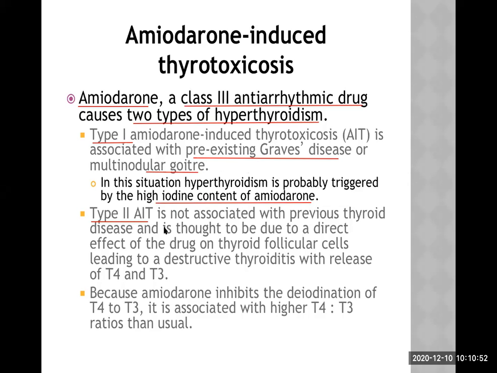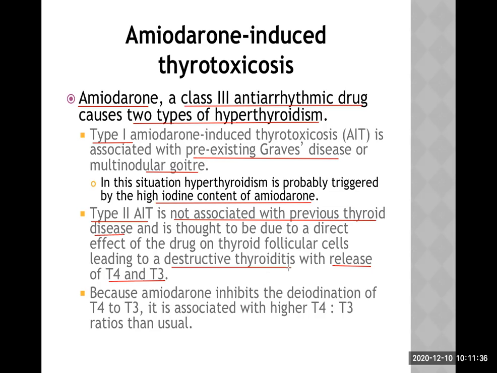Whereas type 2 amiodarone-induced thyrotoxicosis is not associated with previous thyroid disorder and is thought to be due to the direct effect of the drug on thyroid follicular cells, leading to destructive thyroiditis. It is a bit similar to de Quervain thyroiditis, which we just studied. In that condition also, the viruses attack the thyroid gland and cause inflammation. Similarly, this drug is also causing destruction of the thyroid gland with release of preformed T4 and T3.